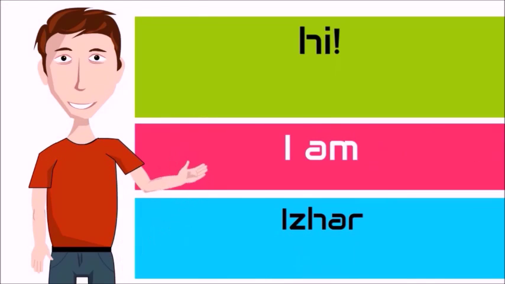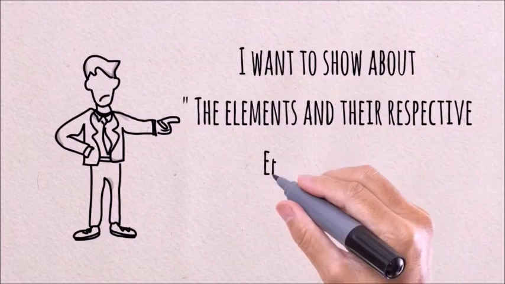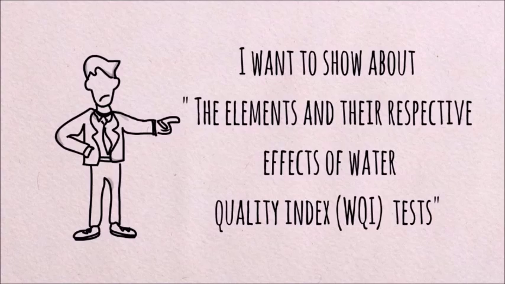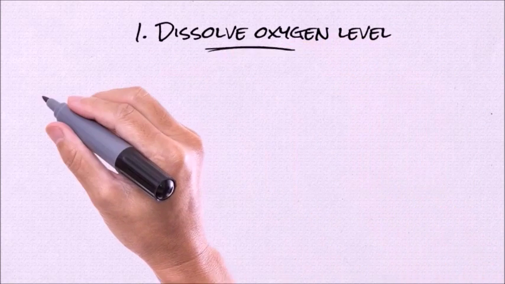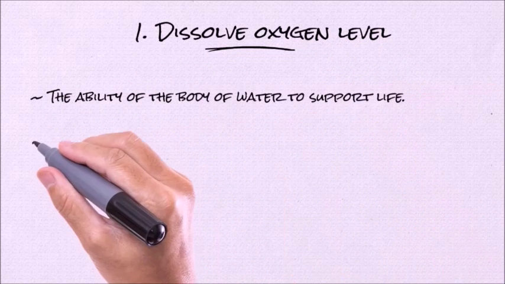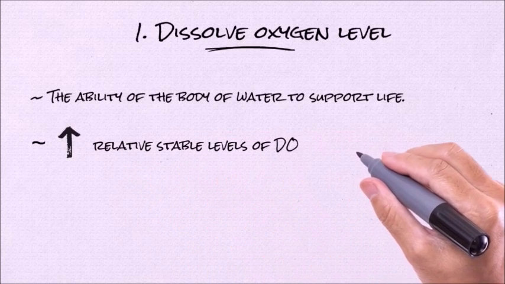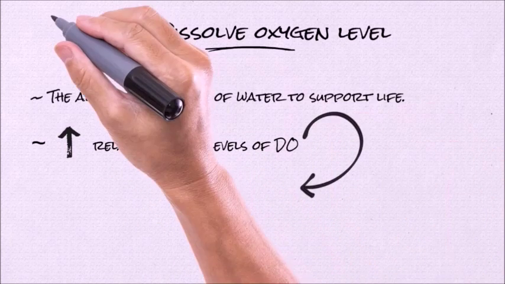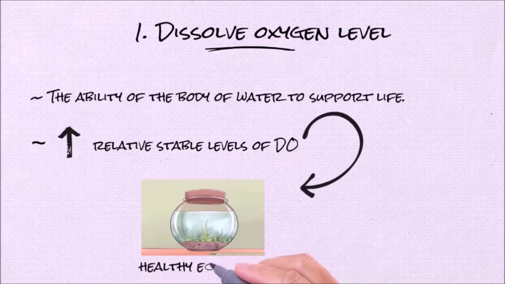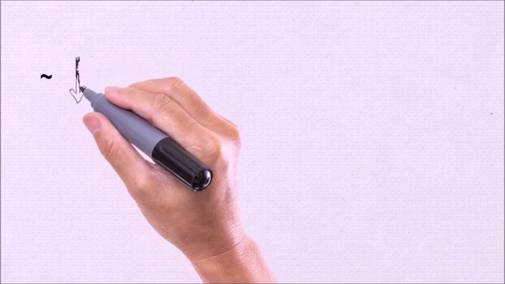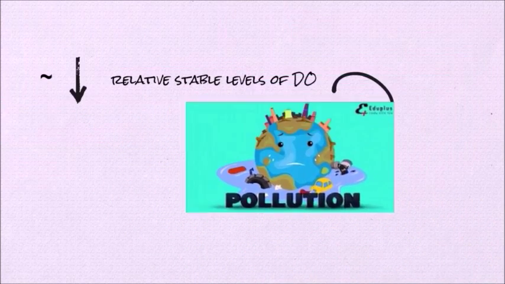Hi, I am Izhar. I want to show you about the elements and their respective effect on the water quality index test. Firstly is dissolved oxygen level. Dissolved oxygen level is a test for the ability of the body of water to support life. When water has a relatively stable high level of DO, it is usually considered a healthy ecosystem. And then, when water has low DO levels, it usually indicates pollution or some type of human-caused change.